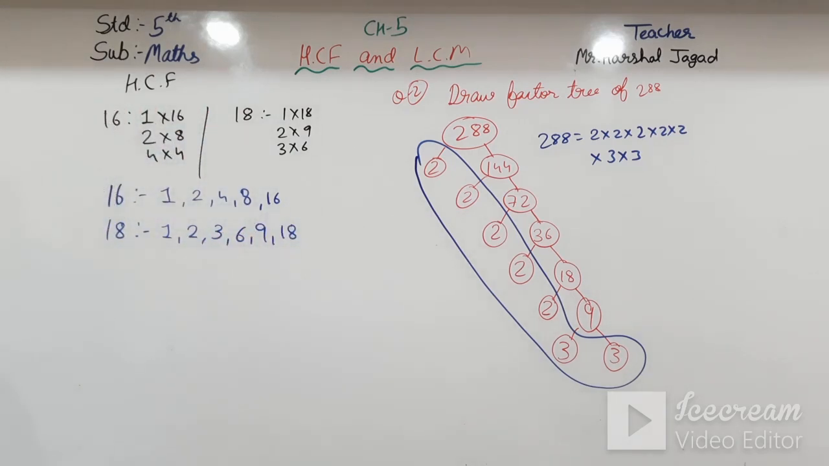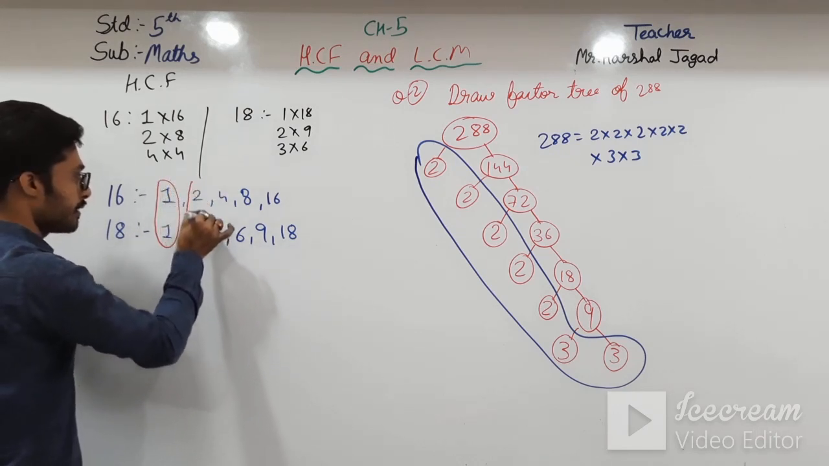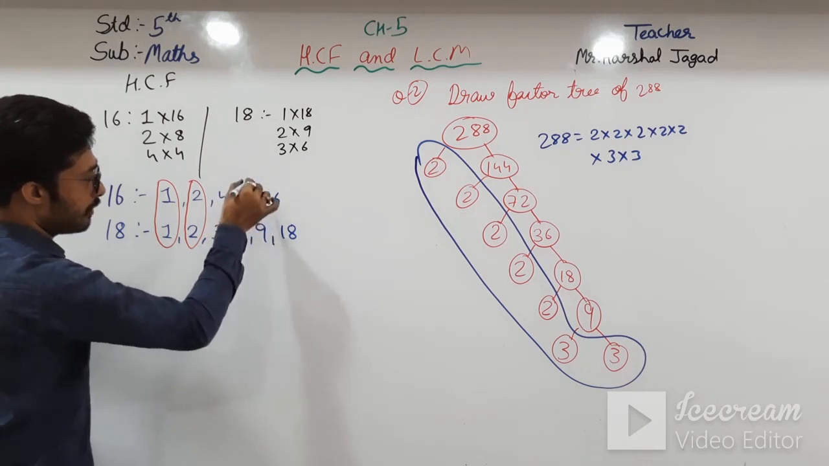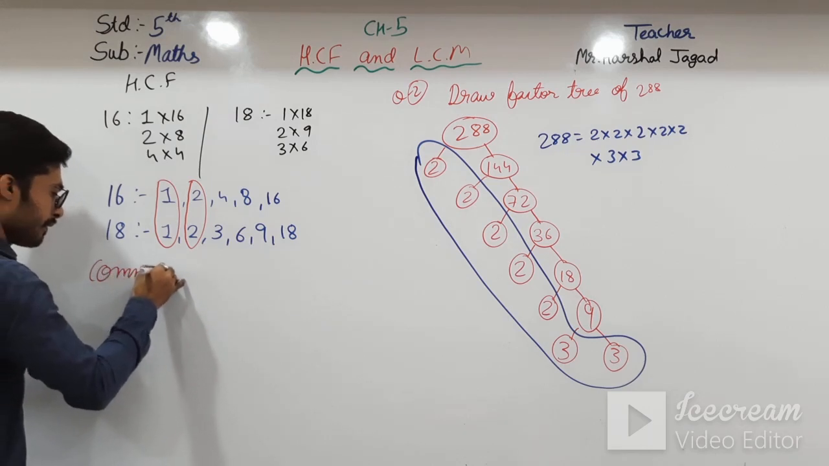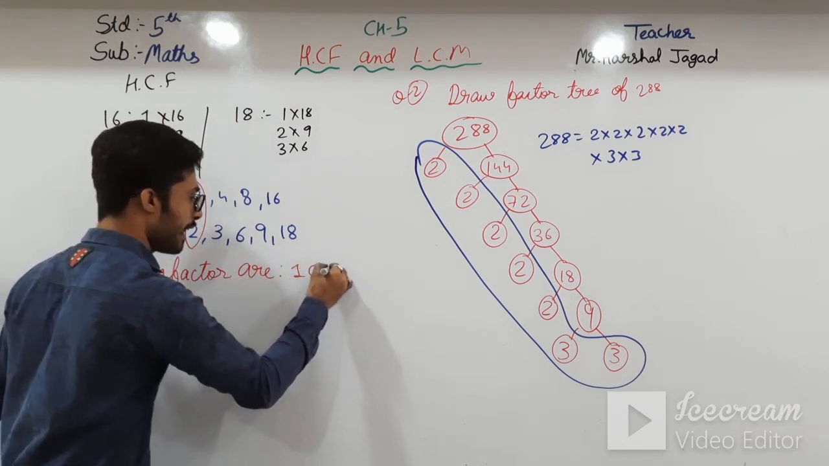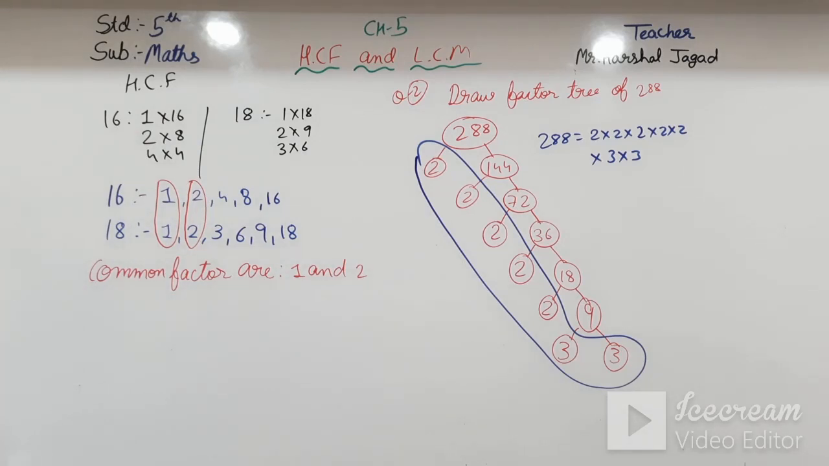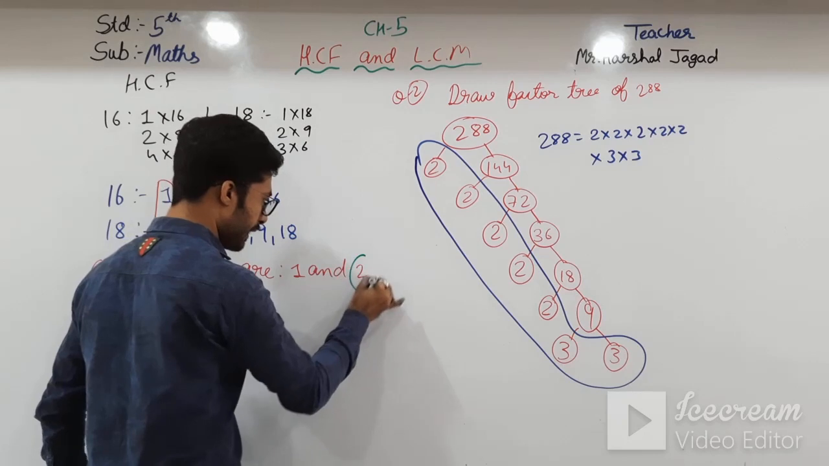So here what you have to see, first of all, we have to find the common factors. One is there, this is common. 2, yes, 2 is there. 4 not there, 3 not there, 8 not there, 9 not there, 6 and 18 not there. So the common factors are 1 and 2. From this we have to find the highest common factor. So the highest common factor is 2.